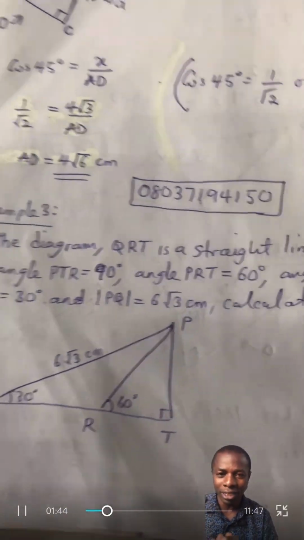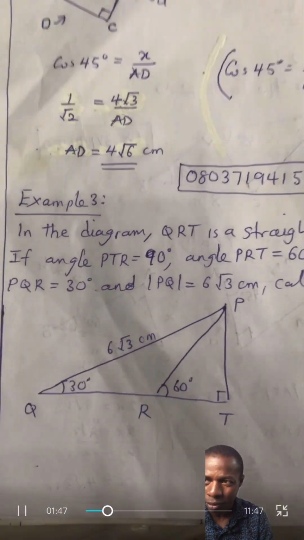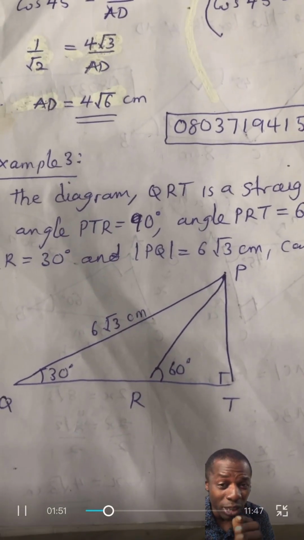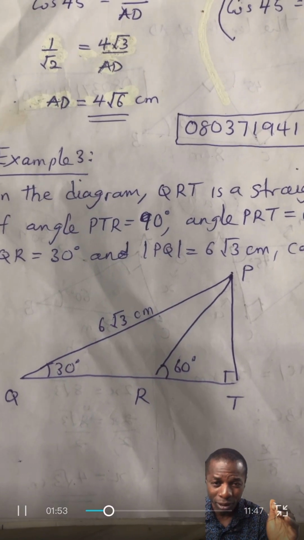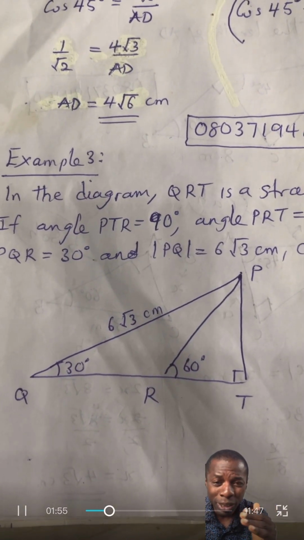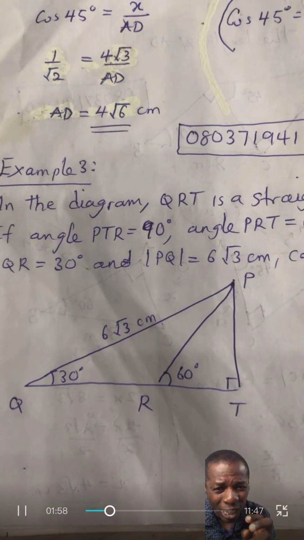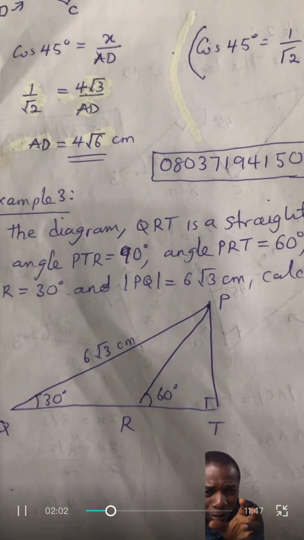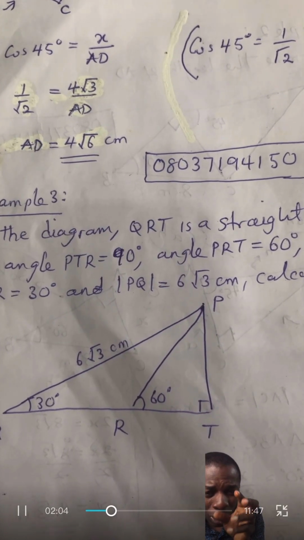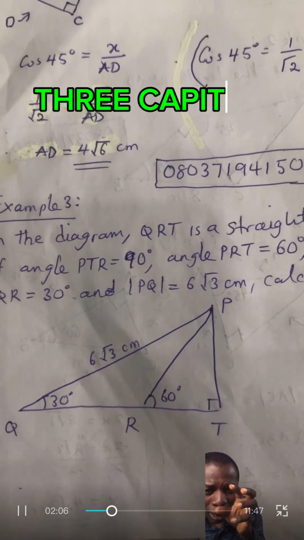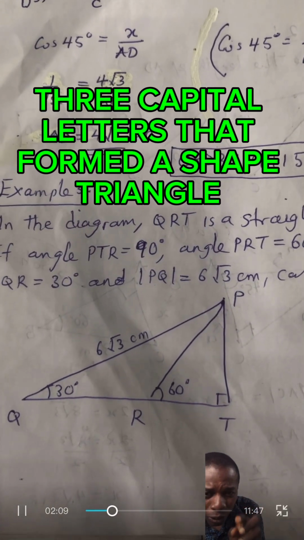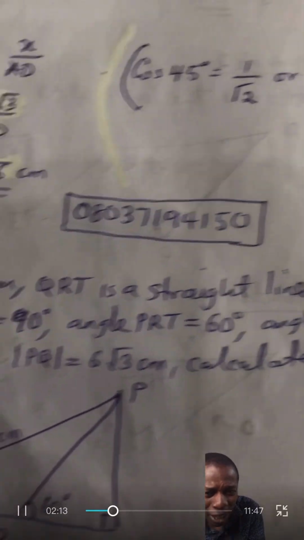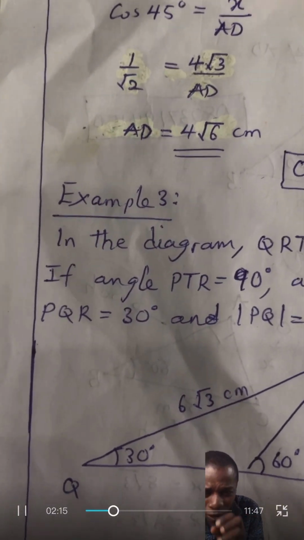Now, if you look at the diagram under this question, it has three triangles, and the best thing to do is to split them. All right. So to split them, and in your splitting, do not forget that you bring out just three capital letters. Why three letters? Because a triangle has three angles, three sides. So we bring out three capital letters that form a shape, which is a triangle. Another three capital letters that form a triangle. Another three capital letters that form a triangle.